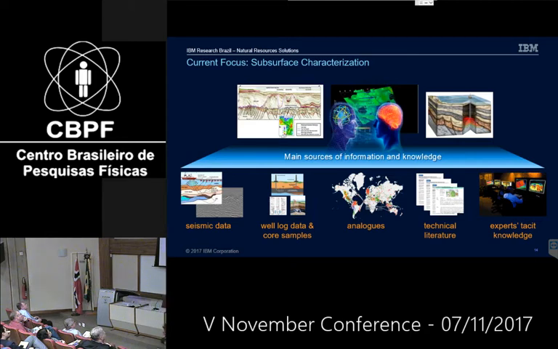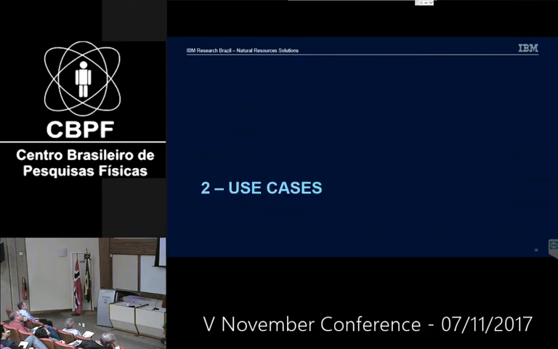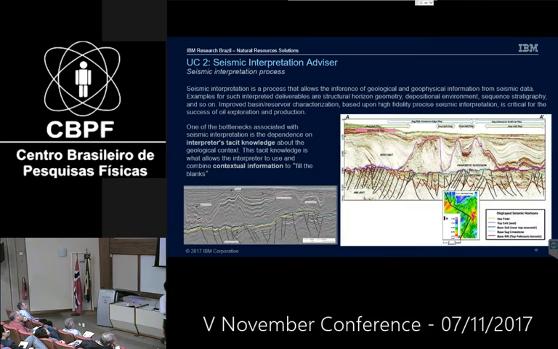But again, these are just instances of what we have working. The idea is to have the platform for subsurface characterization. Let's start with use case 2. That's one use case that we have been working on for a while.